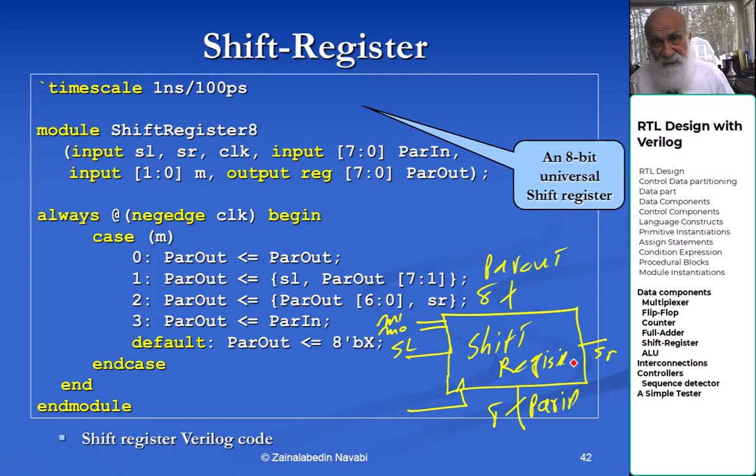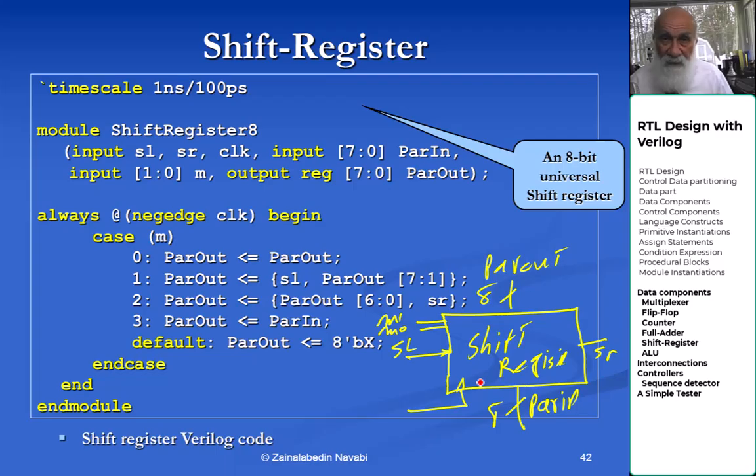What it does is the following. If mode is 00, it does nothing. Doing nothing means that it just takes the old pout and puts it back into pout. If mode is 01, it right shifts, meaning that it takes the serial left input and uses that as bit number 7, and all the other bits of pout will be shifted one place to the right.